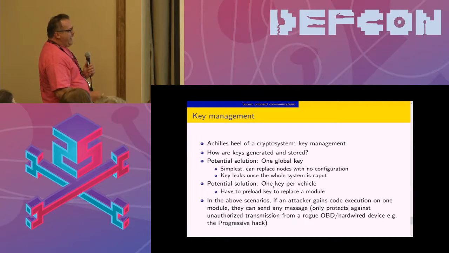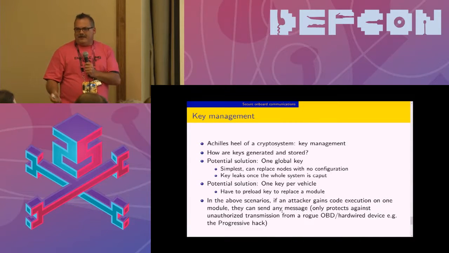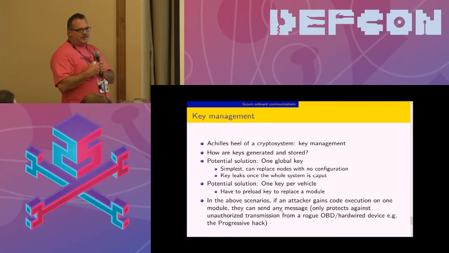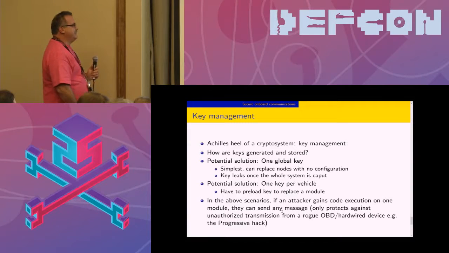Ultimately, if we have one global key or one key for the vehicle, as soon as we get on that vehicle with that key, and we gain code execution on one ECU, in most every case that means whoever owns that ECU can now send any message they want. Because in CAN, every ECU has to be able to transmit. And if I can make it transmit, then I can make it transmit whatever I want, and I own the whole system.